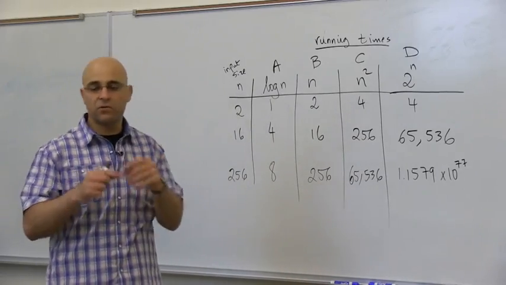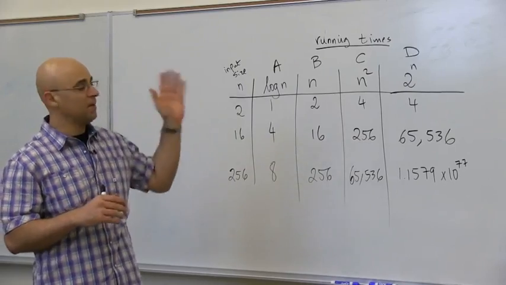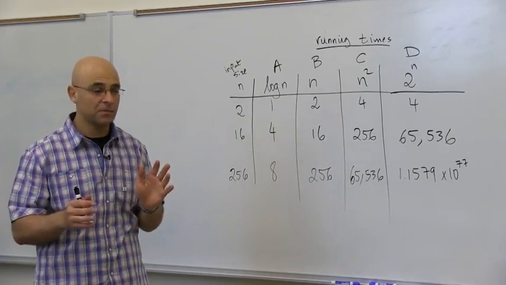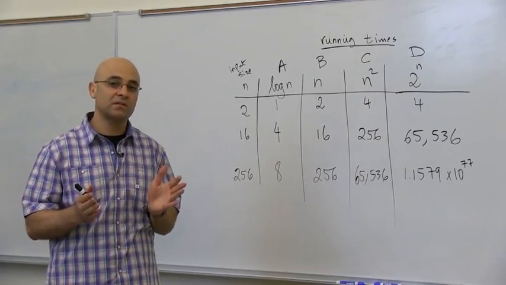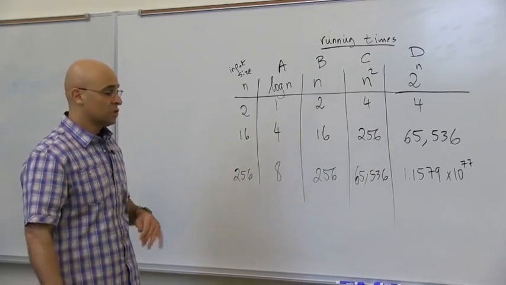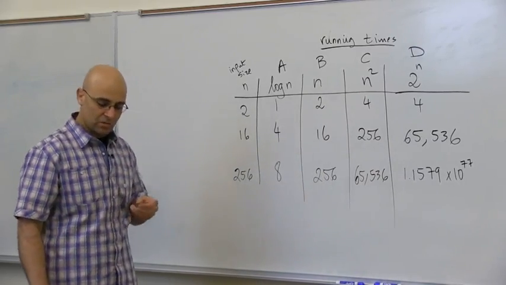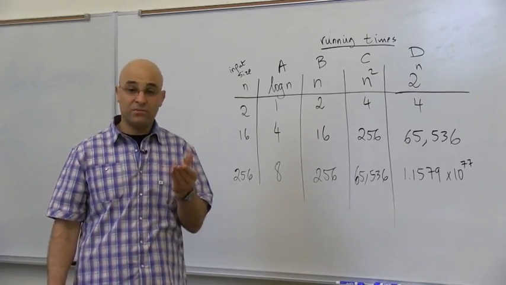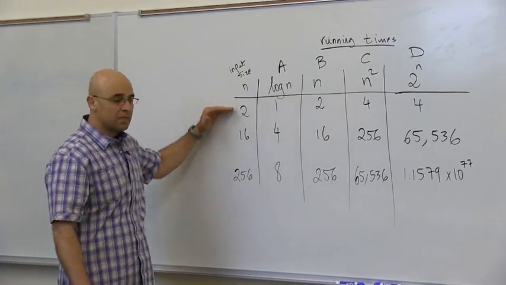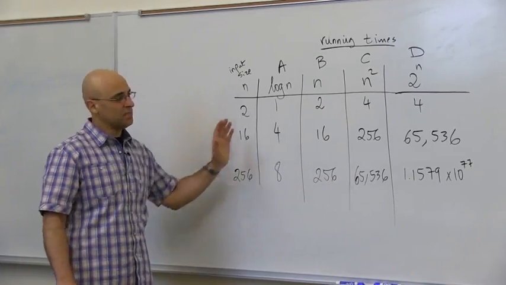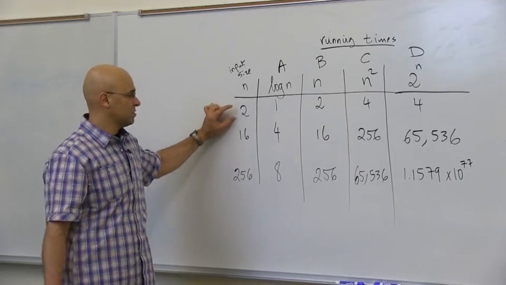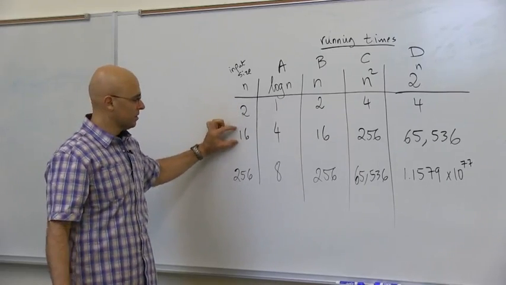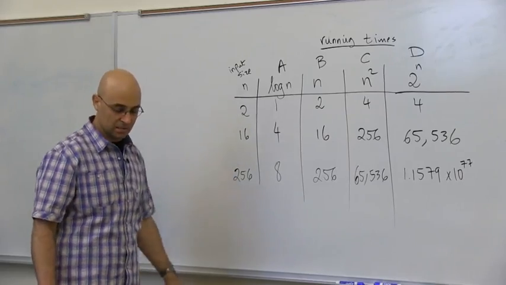Again, as I said, for small input, it's not going to matter. Any algorithm I choose is going to be fine, probably. The question is, how do these algorithms start differing in terms of running time as the input size grows? So to answer that question, I will do a very simple exercise. I will try just a few input sizes and see how the functions evaluate. So I'm going to try 3 input sizes: n equal 2, n equal 16, n equal 256.